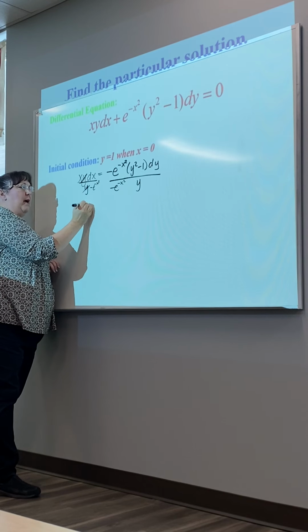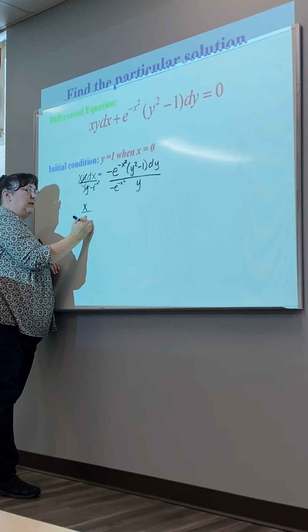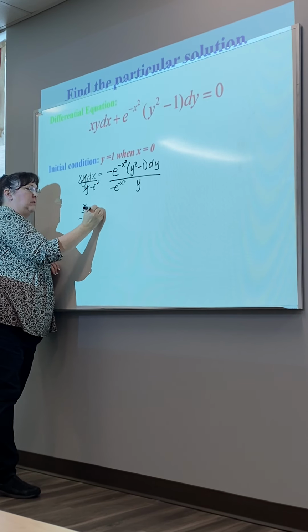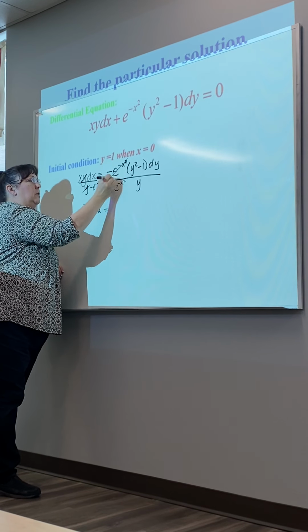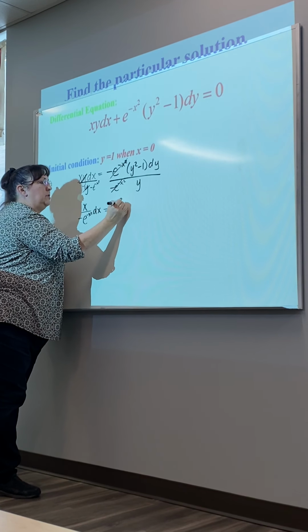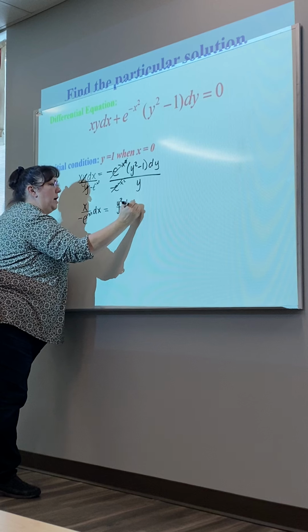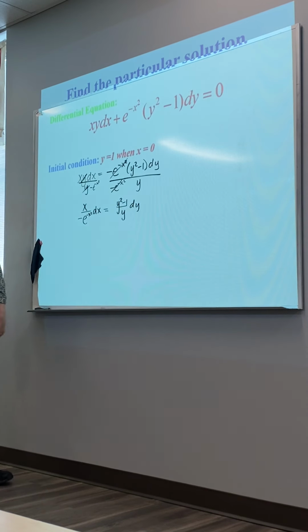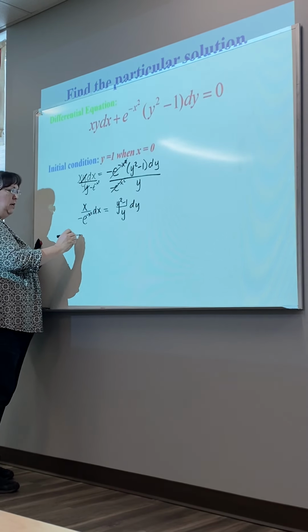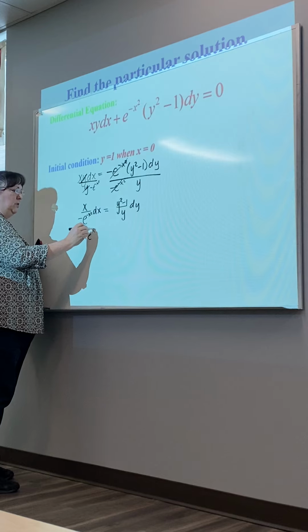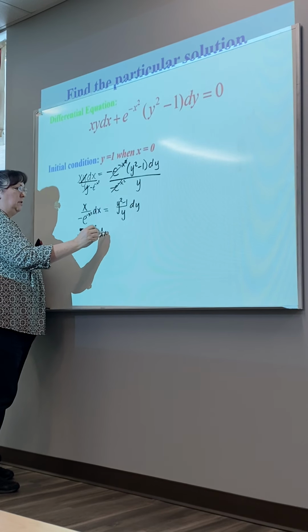So now I have x over negative e to the negative x squared dx equals y squared minus 1 over y dy. And I'm gonna have to do some simplifying before I can do an antiderivative here. Can you move that e to the top? Yes. First thing is we don't know any antiderivatives with e's in the bottom of the fraction. We only know e in the top. So I'm gonna move that to the top. And I'm gonna make this negative x e to the x squared dx.